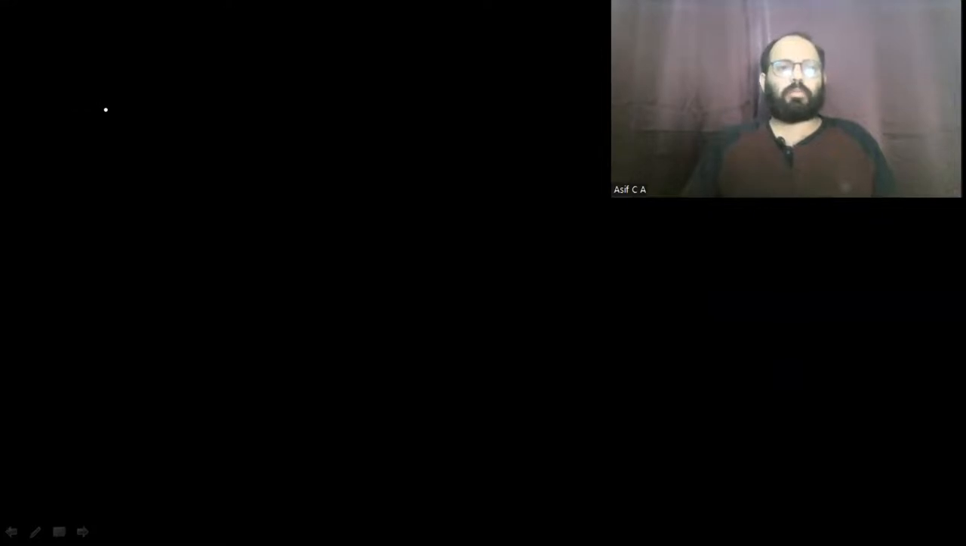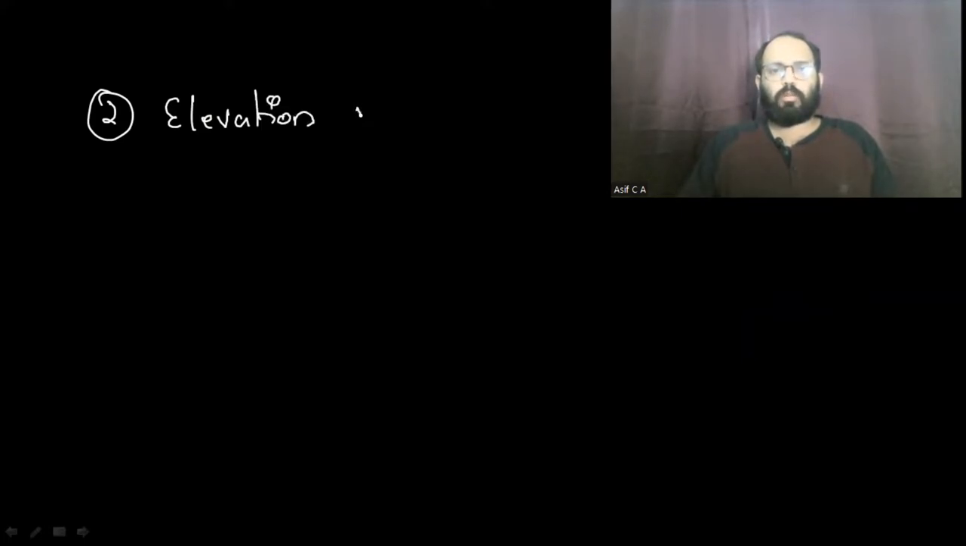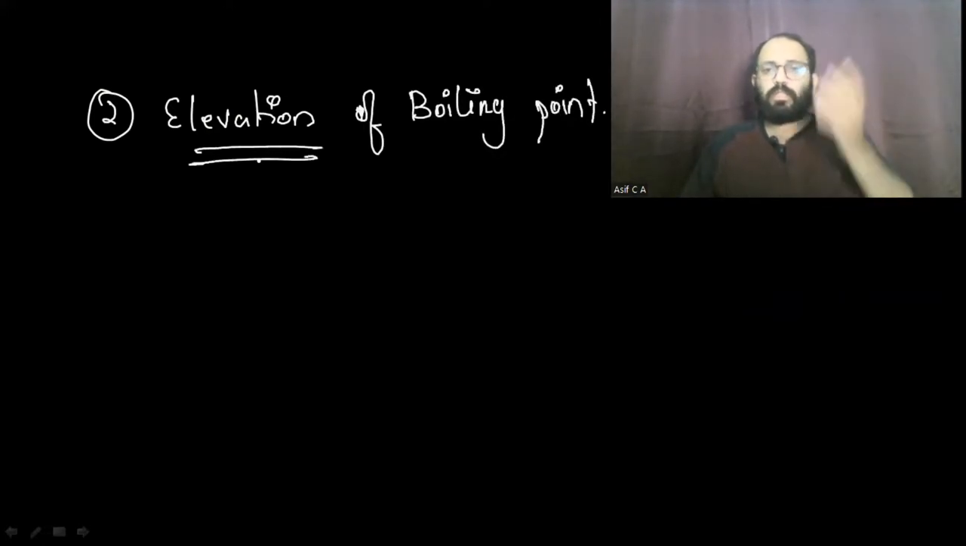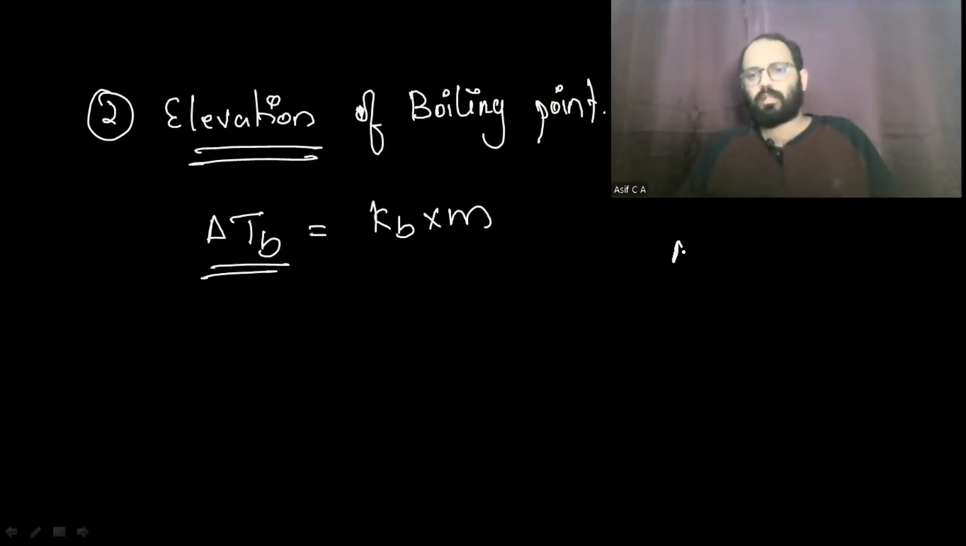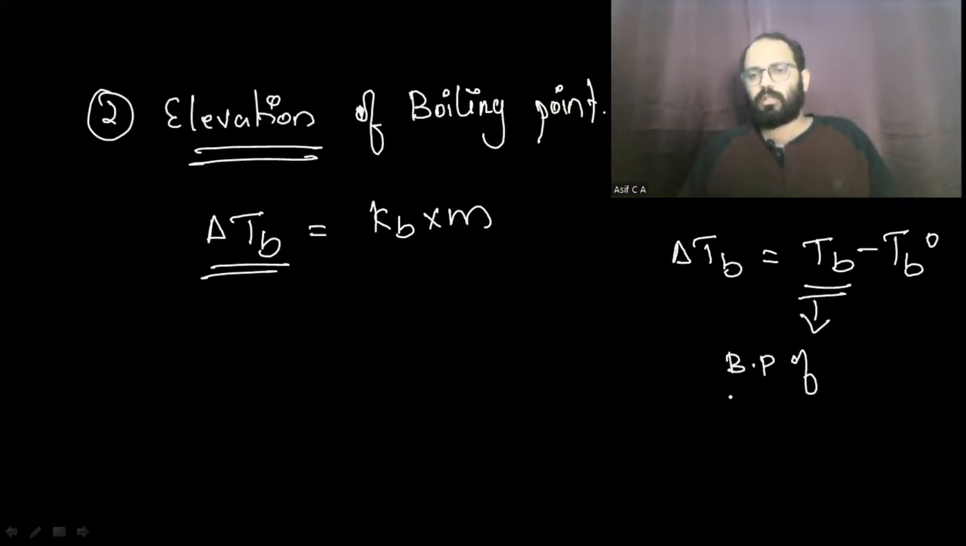Then the second colligative property is elevation in boiling point. The boiling point increases when you add a non-volatile solute. So the equation becomes delta TB is equal to KB into m. Delta TB is the change in boiling point, the elevation, that is delta TB is equal to TB minus TB naught. TB is the boiling point of the solution, and TB naught is the boiling point of the pure solvent.